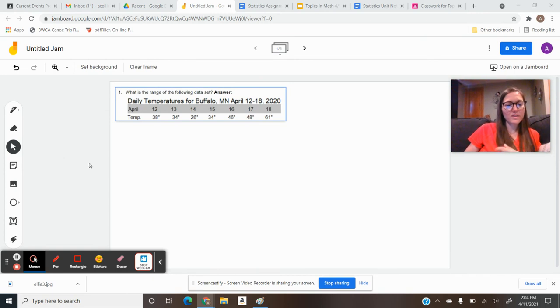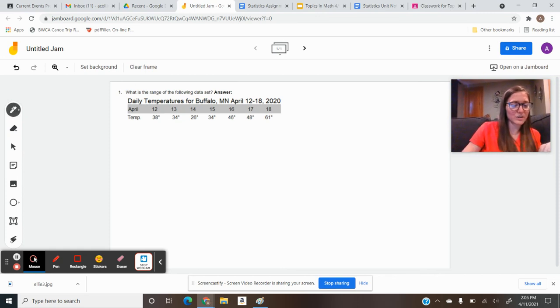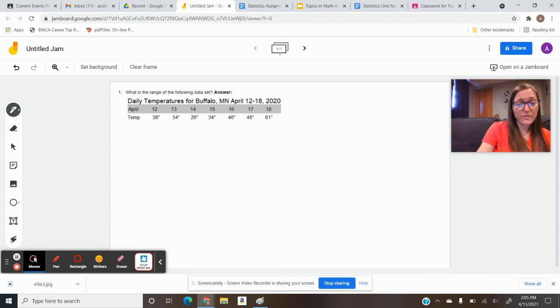Okay, so number 1 says, what is the range of the following data set? This is the data set right here where it gives us the daily temperatures for Buffalo, Minnesota from April 12th to April 18th in 2020. So this is going to be a fun little comparison to see how much warmer we are this year versus last year, right? Okay, so remember for the range, I'm going to first find the highest number, which in this case looks like it's 61, and subtract from it the lowest number, which in this case is 26.